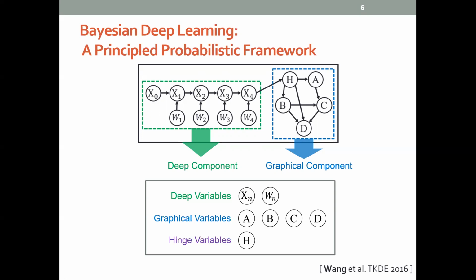And we also have the third set of variables, which we call the hint variables. These are variables inside the graphical component that also have direct interaction with the deep component. We need this because we need these two components to be connected to each other, such that they can be jointly learned. Basically, this enables us to train the model end to end. Next, we will talk in detail about how to use this Bayesian deep learning framework to design several different models for the problem of recommender systems.